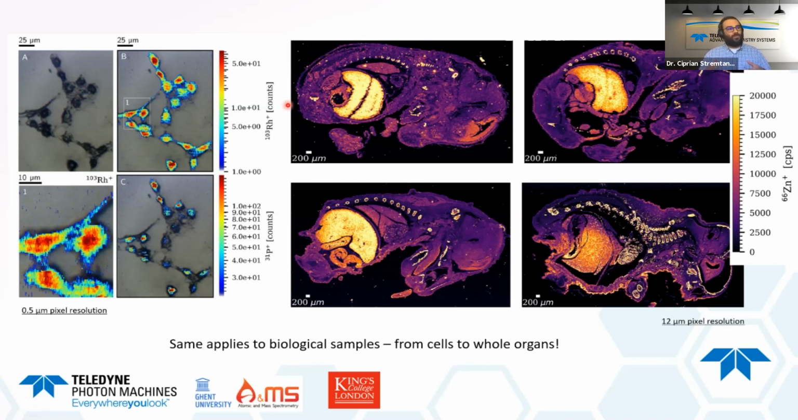You can see a large area which was mapped at a lower resolution, 12, 15 microns, but you can still see really nice distribution of the elements within the sample that was analyzed. And what I'm showing on this slide is not the proverbial cherry-picked data. This is data that was independently generated by our collaborators in academia, and all of the data was published in peer-reviewed journals.